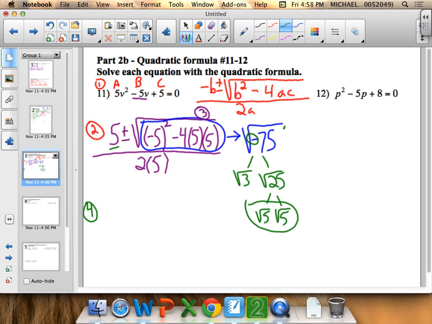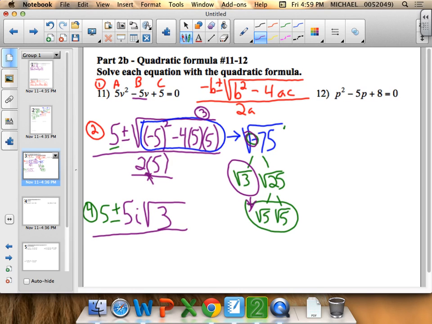I have a 5, so 5 plus or minus the square root. Now hold on, because I just said that these come out, so it's 5 as the number itself. And I also said that because I'm taking the square root of a negative, I need an i that comes out as well. And the only thing left inside still is the radical 3. And this is all over 2 times 5 is 10.